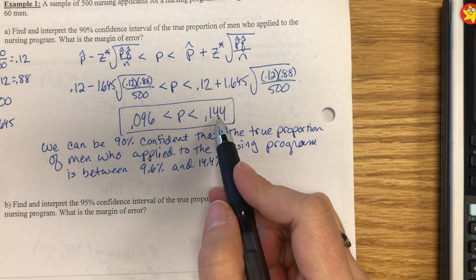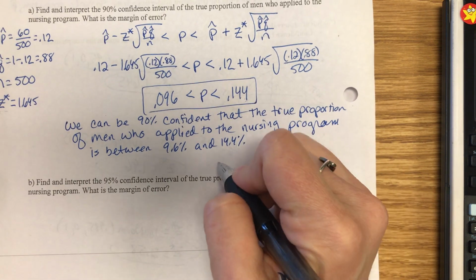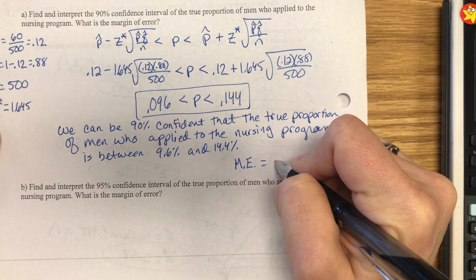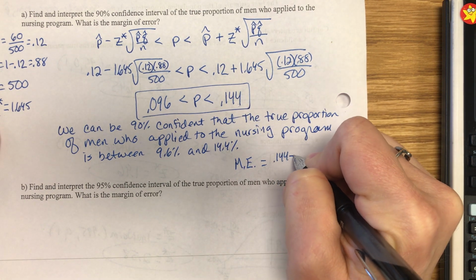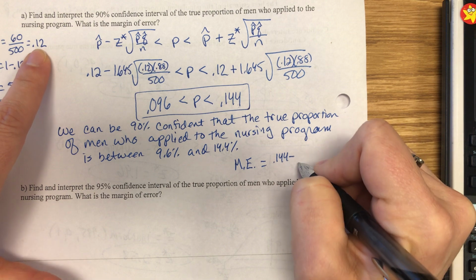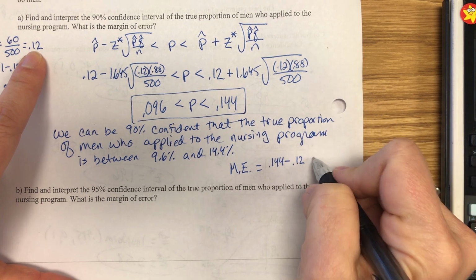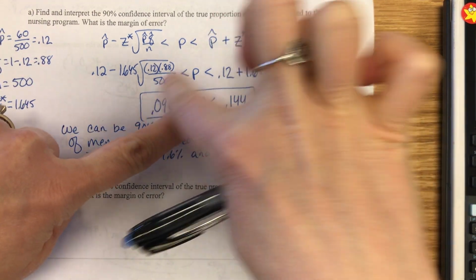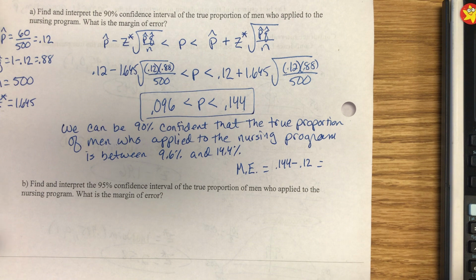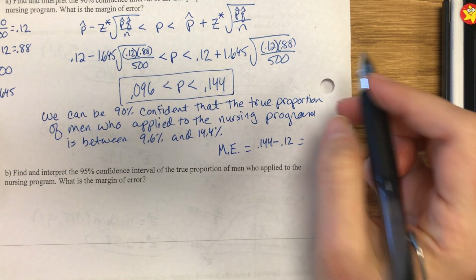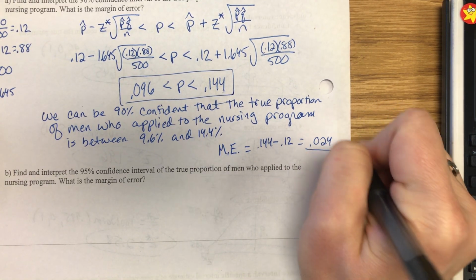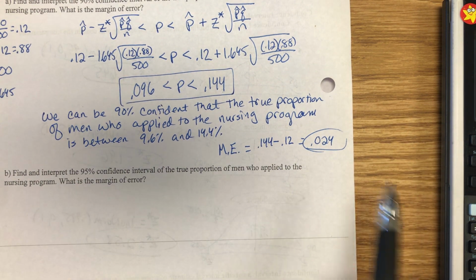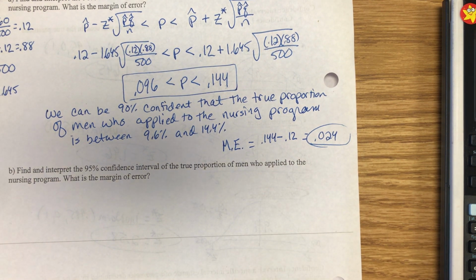Or you can just take the top number, because it'll give you a positive, and to find your margin of error, we call it ME, you can take your top number, 0.144, and subtract your sample proportion, 0.12, because that's where it'll be, right? That's the 0.12, and how much do you add and how much do you subtract to get to these numbers? It's the same amount. So 0.144 minus 0.12 is 0.024. So it's 2.4% above and below your sample proportion. That would be your margin of error answer.